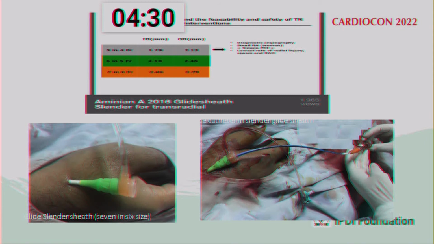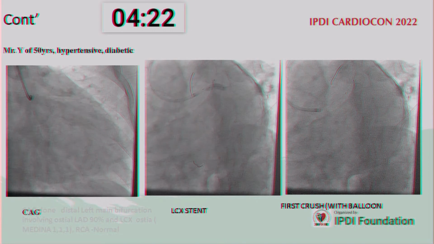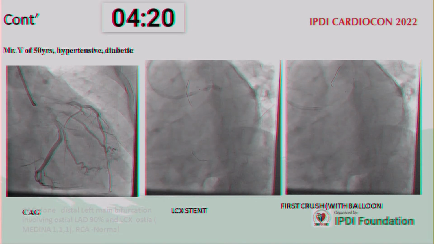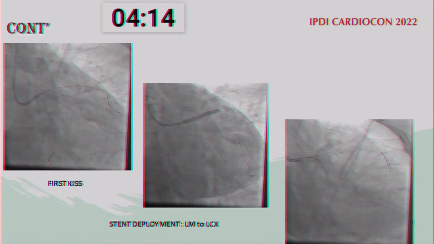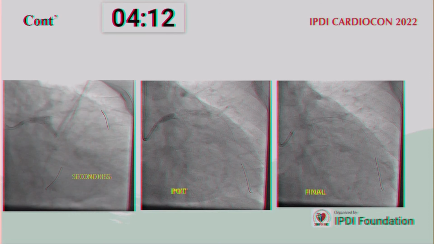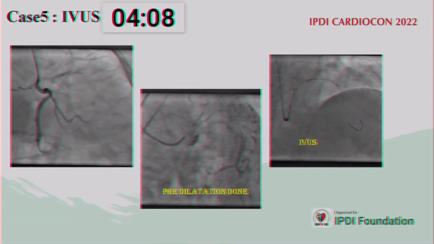And this is a 6-in-7 sheath used in the distal radial approach. And we have done this in a 50-year-old hypertensive diabetic patient. We have done DK crush in this distal radial approach with a 7 French extra backup guide catheter, and the procedure is like that of DK crush, and we have done it successfully.